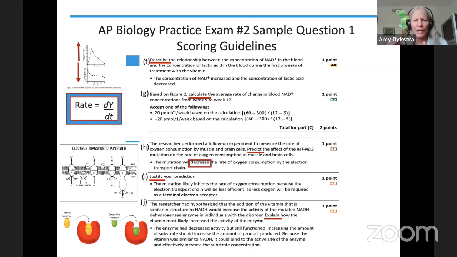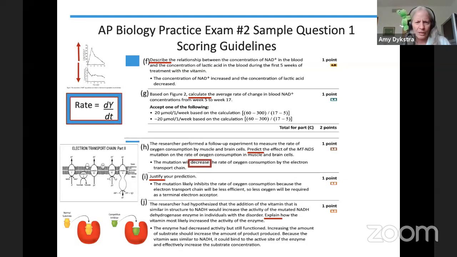60 minus 300, as we said, that's minus 240 over 17 minus 5. So minus 240 over 12. Most of you could probably do that in your head to get a minus 20. I think minus 20 really is the best answer here because it is going down. So it's the change, it's a negative slope. It's going down. But notice that the important thing is to have the correct setup. Okay, so that's letter G.